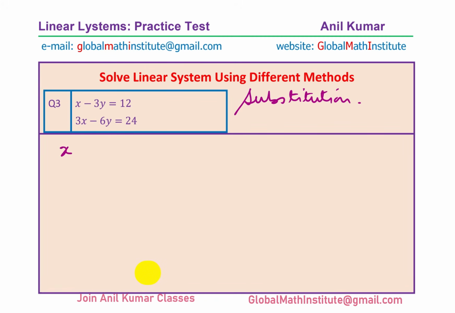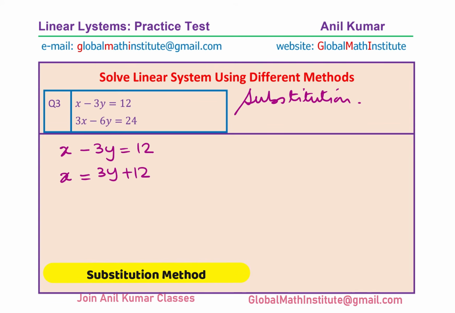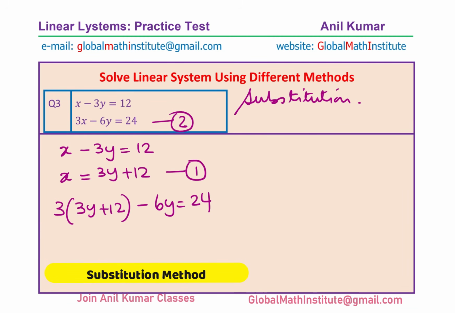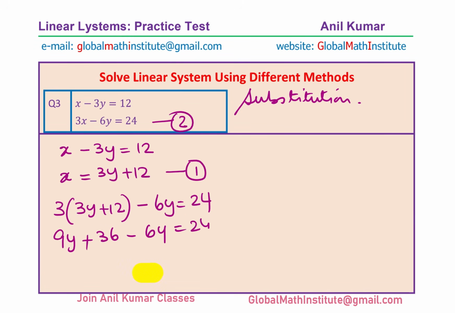Substitution. So we have an equation which is x minus 3y equals 12. Let's isolate x. x equals 3y plus 12. So that becomes our equation number 1. And we are going to substitute that in our equation number 2, which is 3 times, and I'll substitute the value of x as 3y plus 12, minus 6y equals 24. Make sense? So open the bracket: 9y plus 36 minus 6y equals 24.